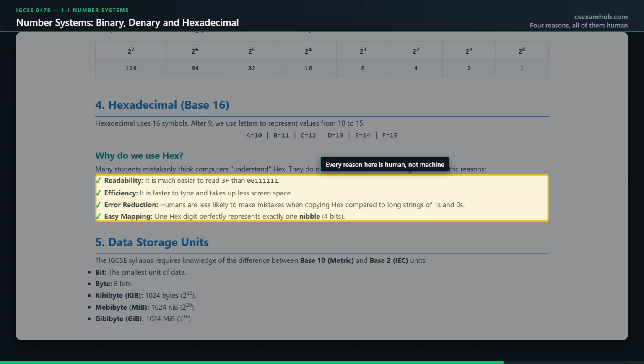It is more compact, so it takes up less space on screen and is quicker to type. It reduces mistakes because humans miscount long strings of ones and zeros very easily. And the mapping is beautifully clean. One hexadecimal digit corresponds to exactly one nibble, which is 4 bits. That last point is why hex is used rather than, say, base 10. Because 16 is 2 to the power 4. The conversion between hex and binary needs no arithmetic at all. You just swap each hex digit for its 4-bit group.